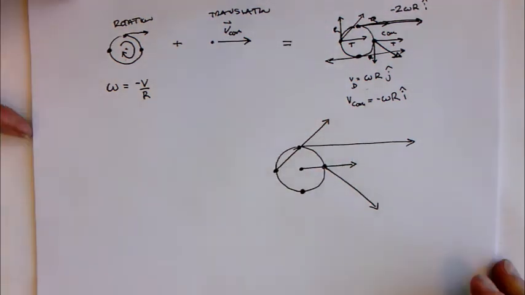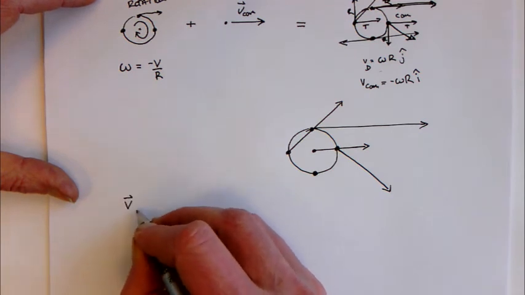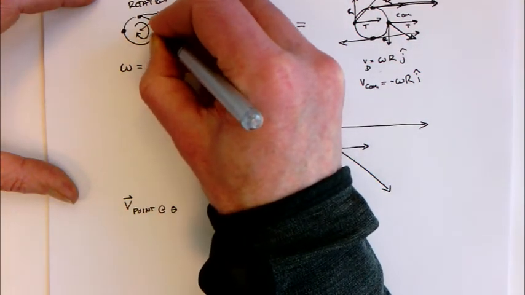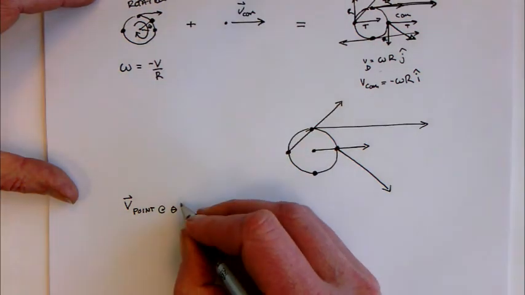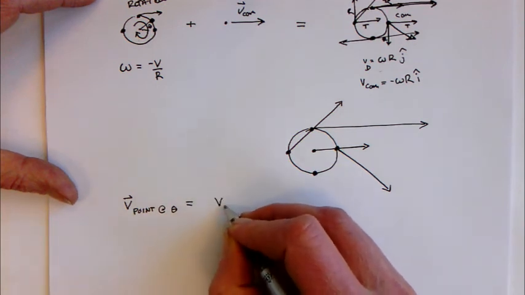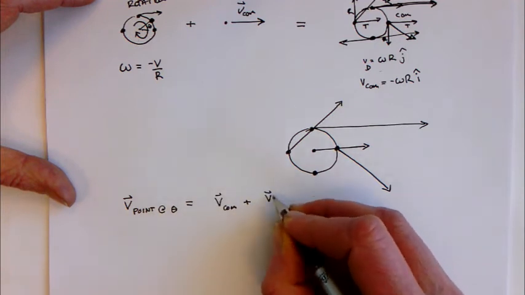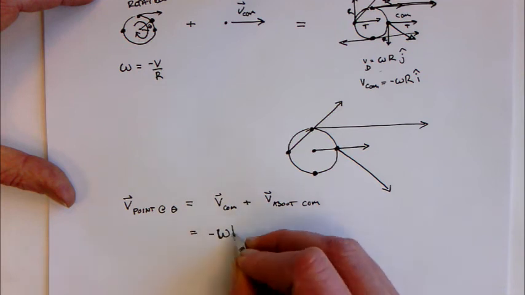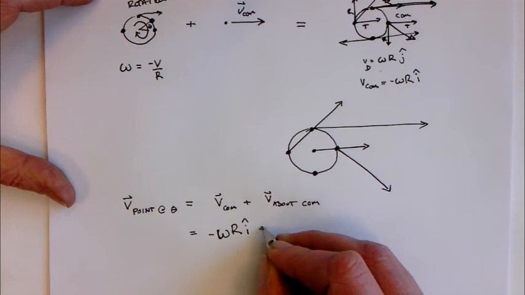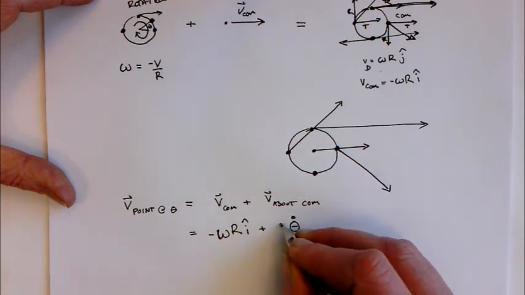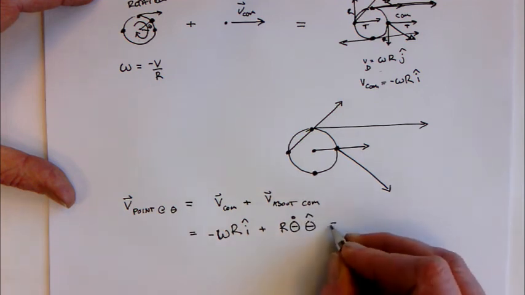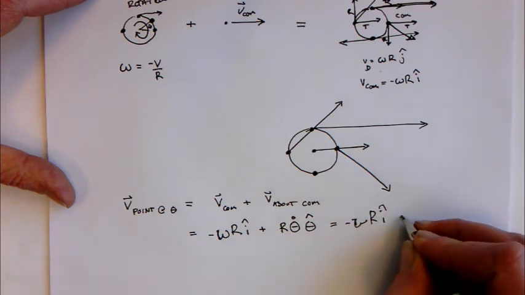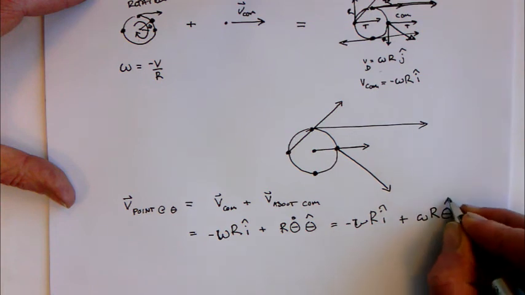Now, of course, we could get more mathematically rigorous and consider the velocity of a point on the wheel at the angle theta. That's the velocity of the center of mass plus the velocity about the center of mass. The velocity of the center of mass is minus omega times r in the i hat direction. The velocity about the center of mass is theta dot times r times theta hat. Writing out both terms: minus omega times r times i hat plus omega times r times theta hat.